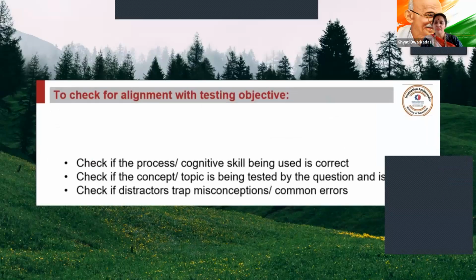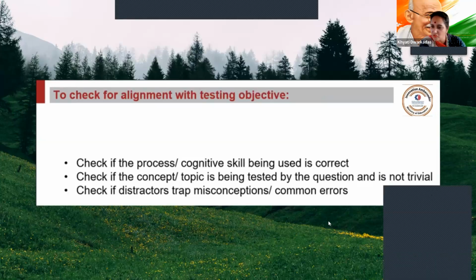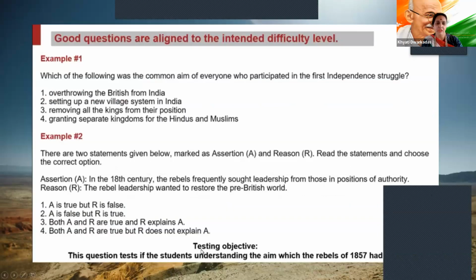Now we need to check for alignment with the testing objective. Check if the process or the cognitive skill being used is correct. Check if the concept or topic being tested by the question is not very trivial. It should be the learning objective. And check if the distractors trap misconceptions or common errors. Yes, Jayadevi, it is true. Students will be reading thoroughly and there will be less chance for error.